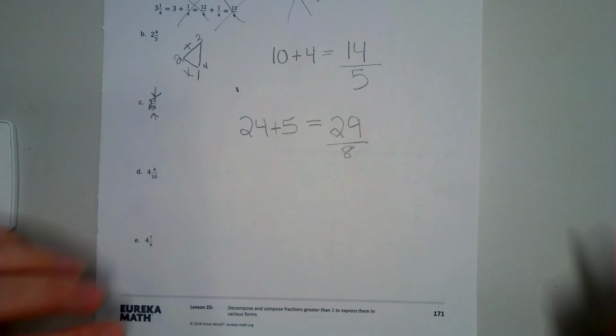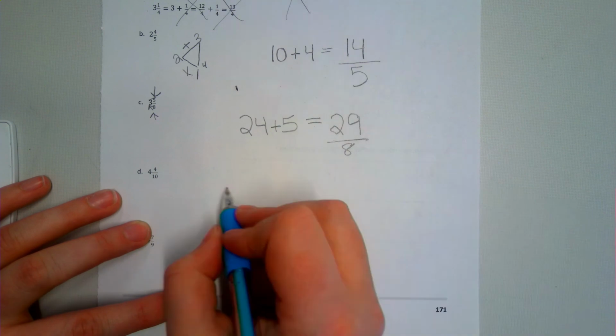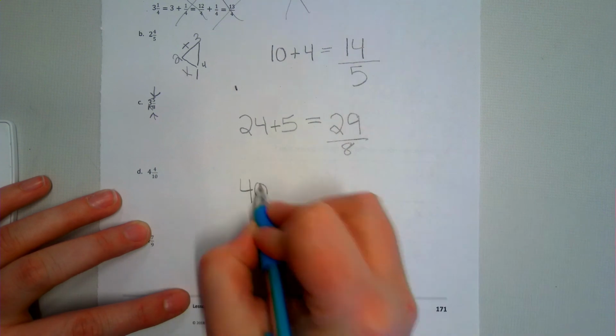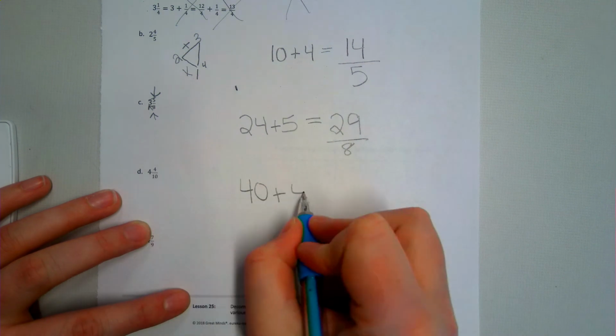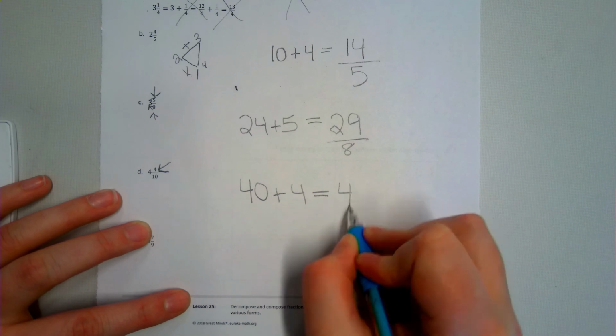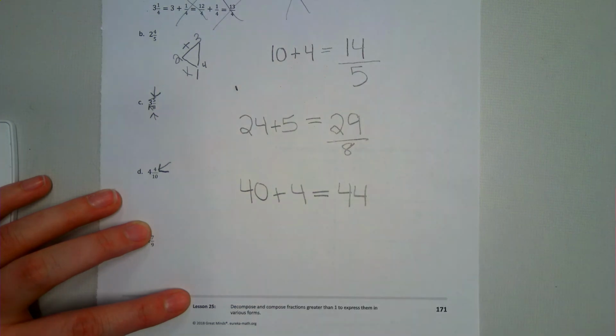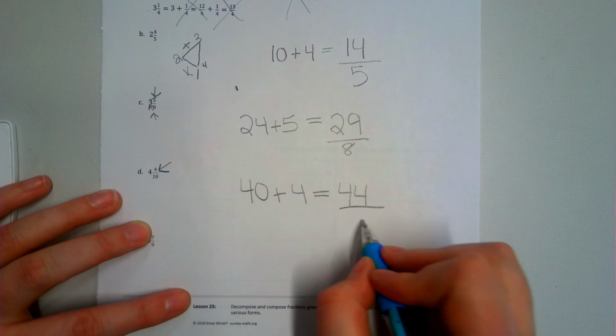Same thing here. 10 times 4, I get 40. Plus my 4, that's right here. What does that give me? What's 40 plus 4? I get 44 over my denominator, which is 10.